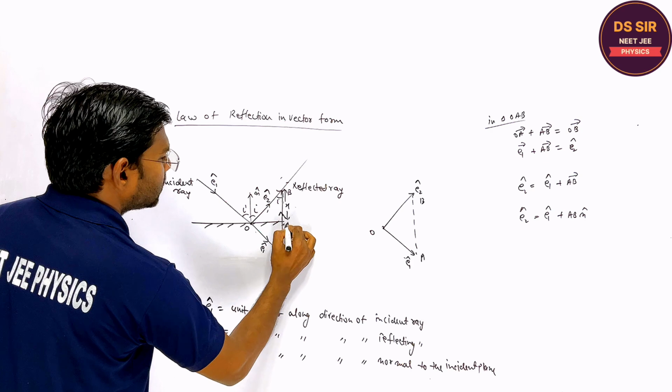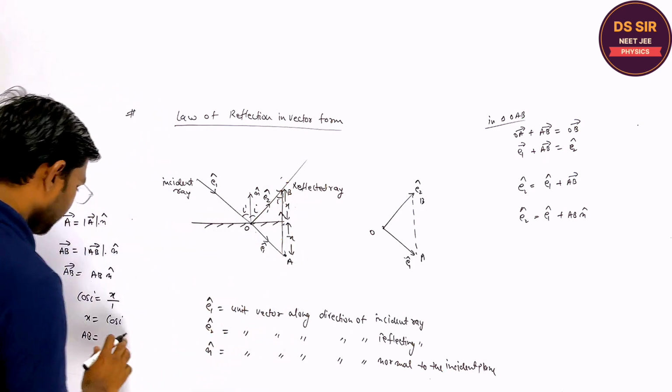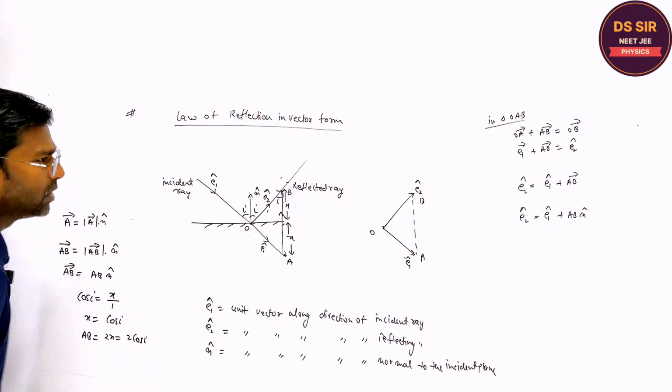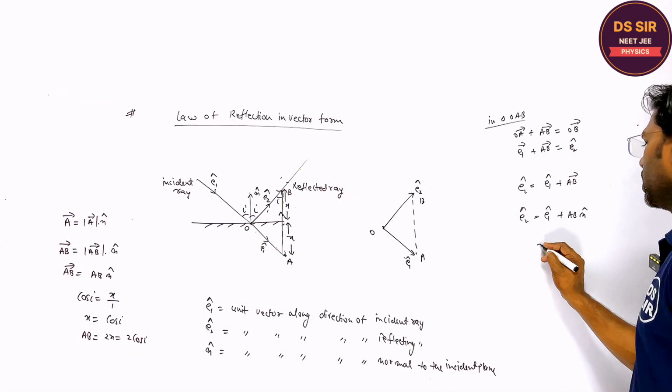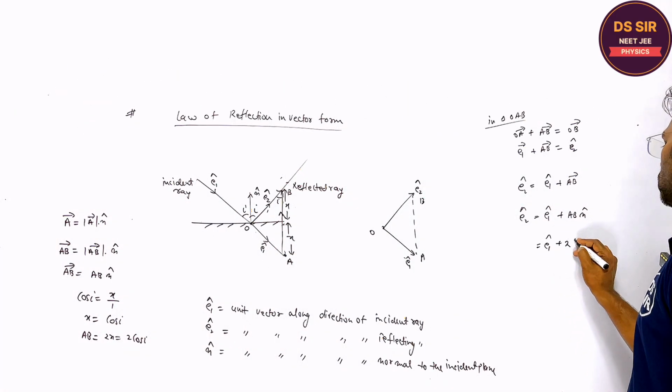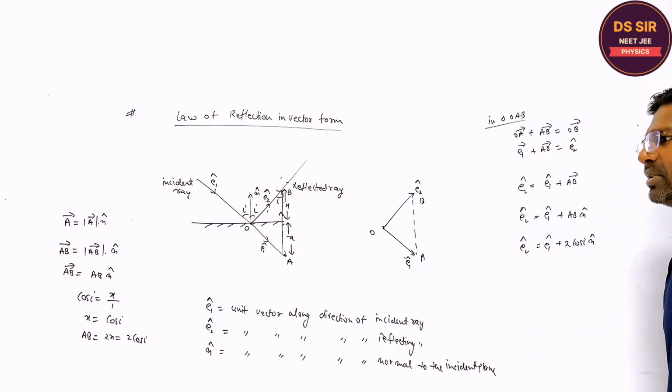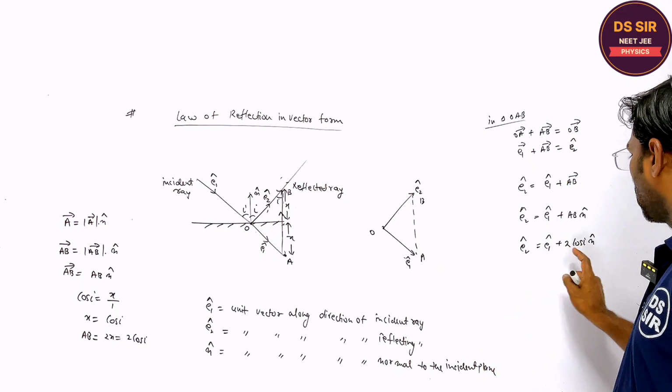Like this, it is also x. So AB is nothing but 2x, which is equal to 2 cos I. Right, so I'm writing this side: E1 is equal to 2 cos I n cap. This is the one thing. Another thing, how to find the cos I?